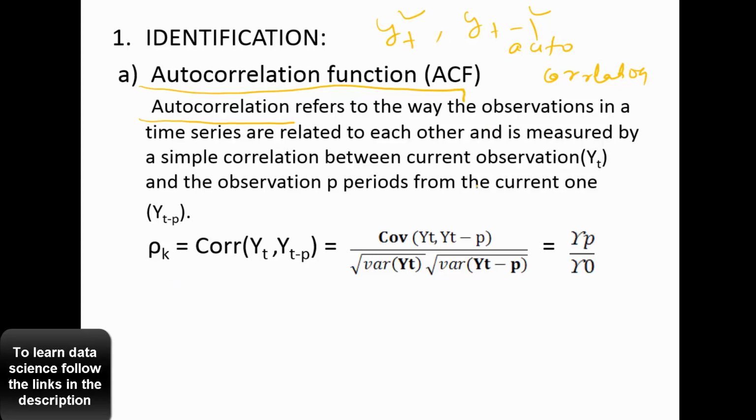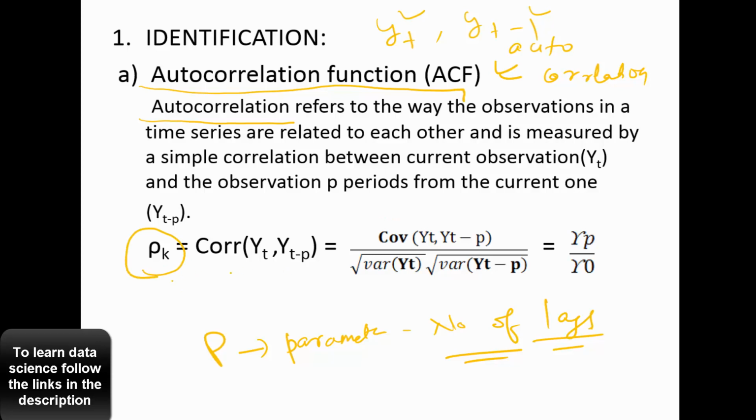And why do we need to measure this? This will help us determine the p values, or the parameters, the number of lags. You remember I was talking about the number of lags to be used in the time series model. So we'll compute the autocorrelation function, ACF, while doing the time series modeling. We compute the autocorrelation value with this formula, which is the covariance of yt and yt minus p.